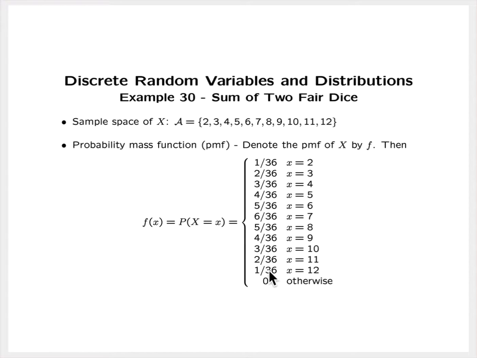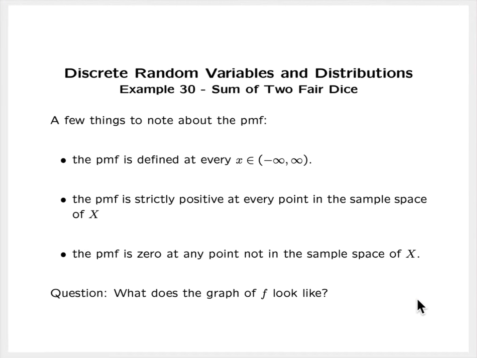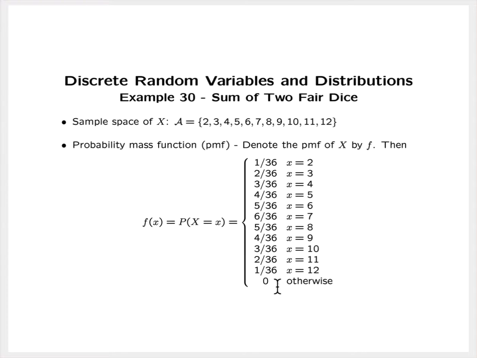And then the PMF is 0 at every other value on the real line that is not in the sample space. So again, it's always very important to make sure that you specify this last part here, that for any value of x not in the sample space, that PMF evaluates to 0. Now, again, just to point out a few things about this PMF, it's defined at every real number because we have taken the time to include this last statement. It's now defined at every real number.